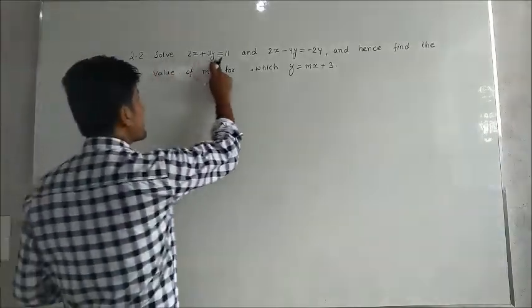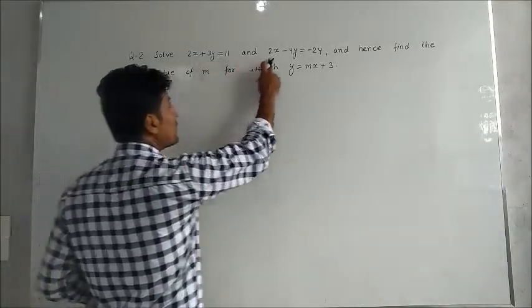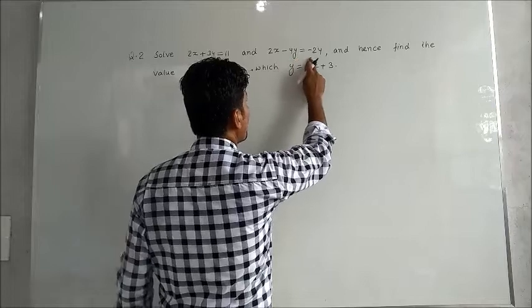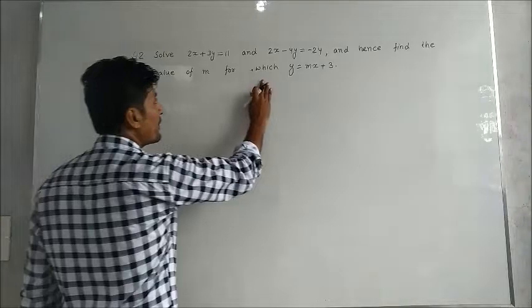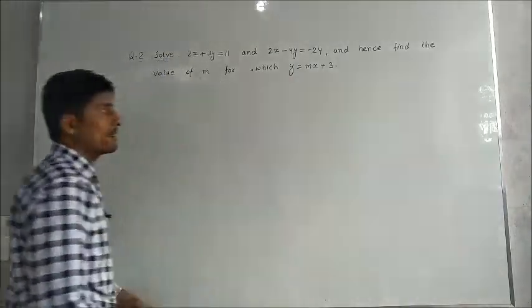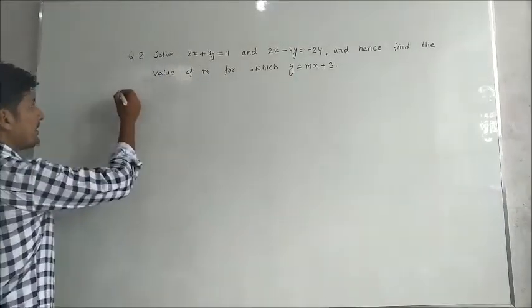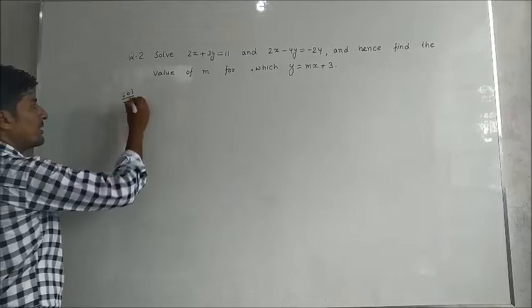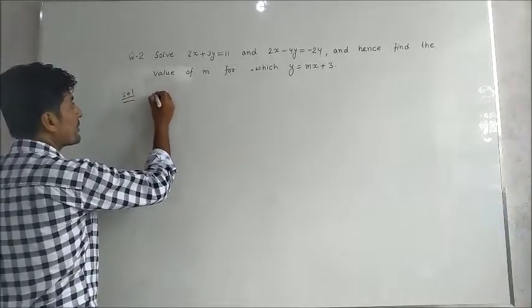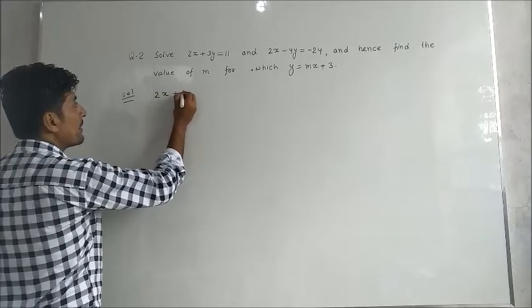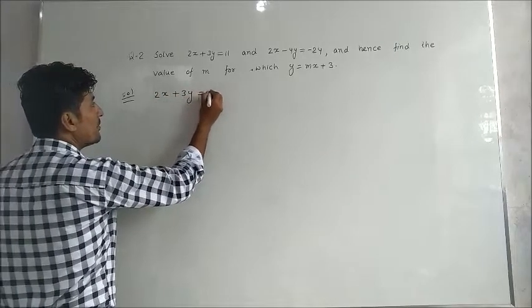Now let us see the second question. Solve 2x plus 3y equals 11 and 2x minus 4y equals minus 24, and hence find the value of m for which y equals mx plus 3. So let us see the solution. We will solve this question by using the previous method, the substitution method. Let us see the very first equation: 2x plus 3y equals 11.